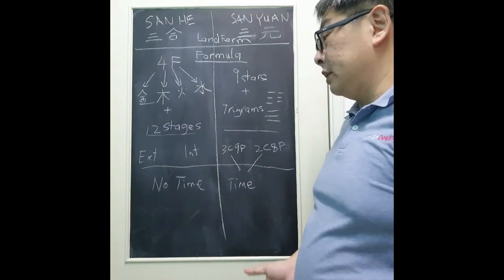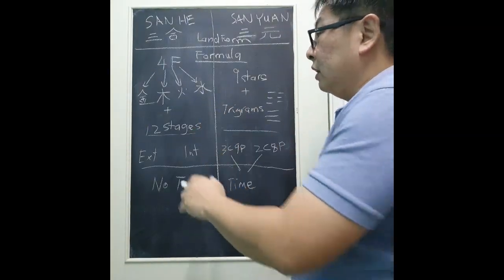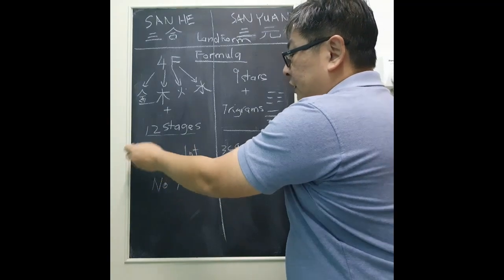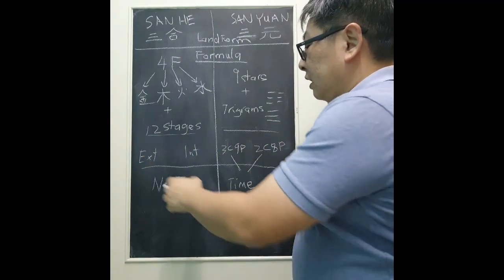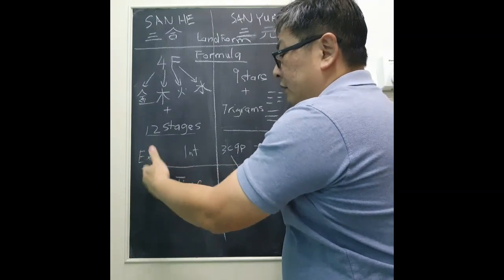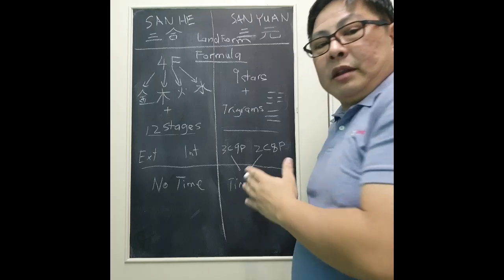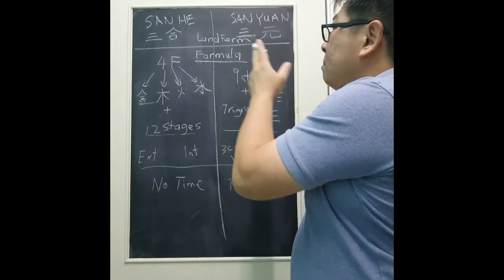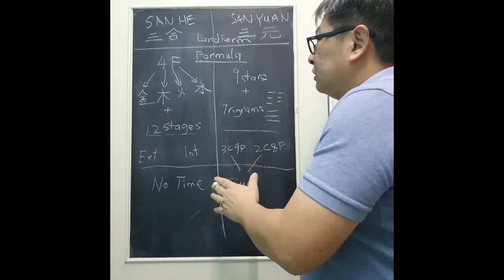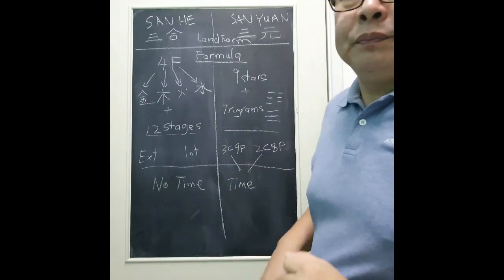So up to here you can see, even at a very broad level, there are many differences already. And of course within the external there are many branches. Internal Sangha, many branches. So basically these are the 2 major differences between the Sangha and the San Yuan school.